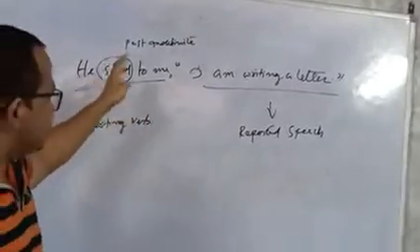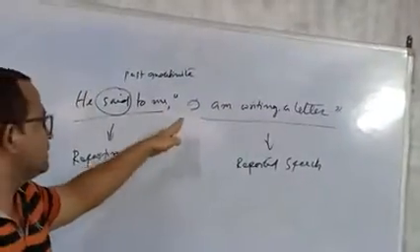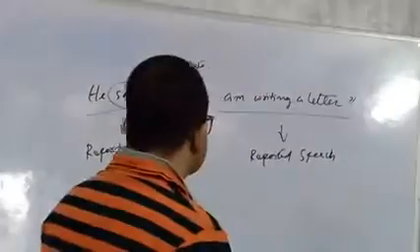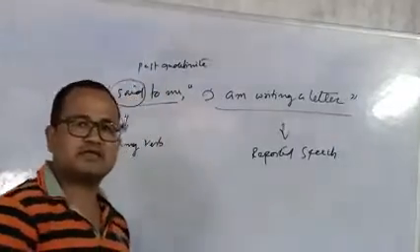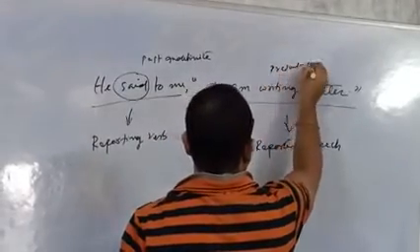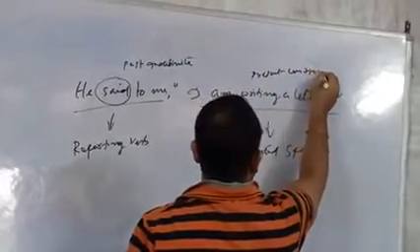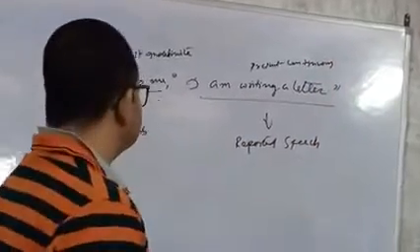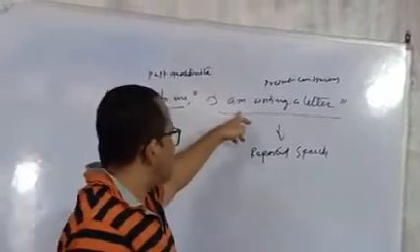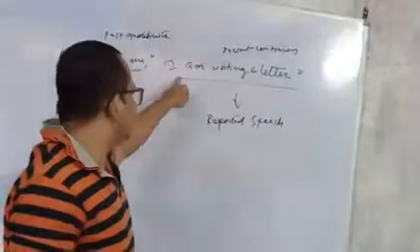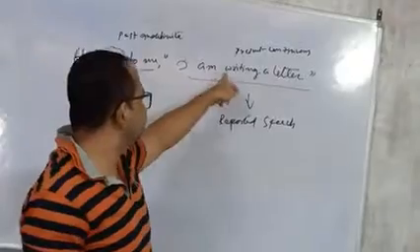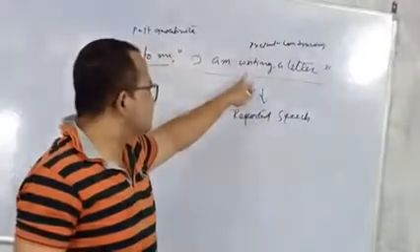Okay. And next, you have to identify the tense of the reported speech. So in this particular sentence, what is the tense of the reported speech? This is present continuous. How do we come to know that this sentence is present continuous? Because you can see am, a being verb, after the subject, and then we can also see ing with the verb. So these two things confirm that the tense of this sentence is present continuous.